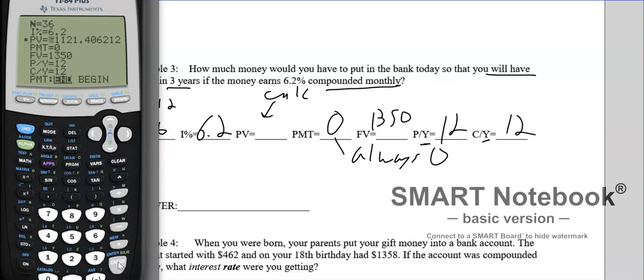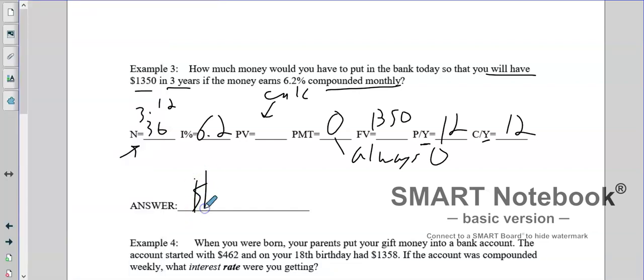And there's our answer. Now, careful on this one. Notice, here's my 2 decimal places, 40, but now we finally have a number bigger than 5. So we're going to round this to 41 cents. So the amount of money we need to invest is $1,121.41, rounded up from 40.